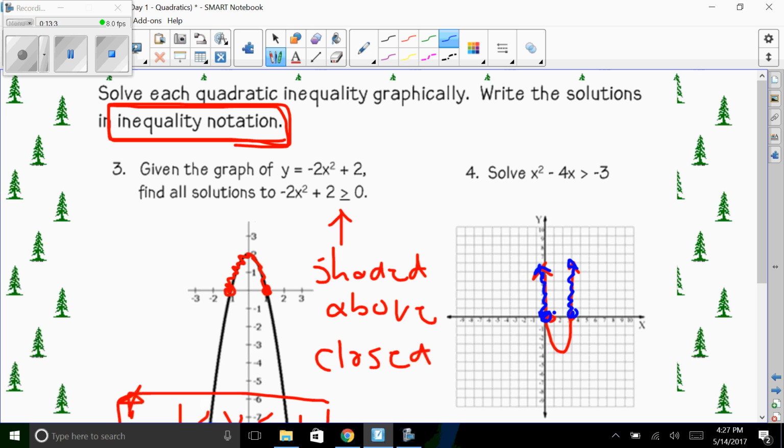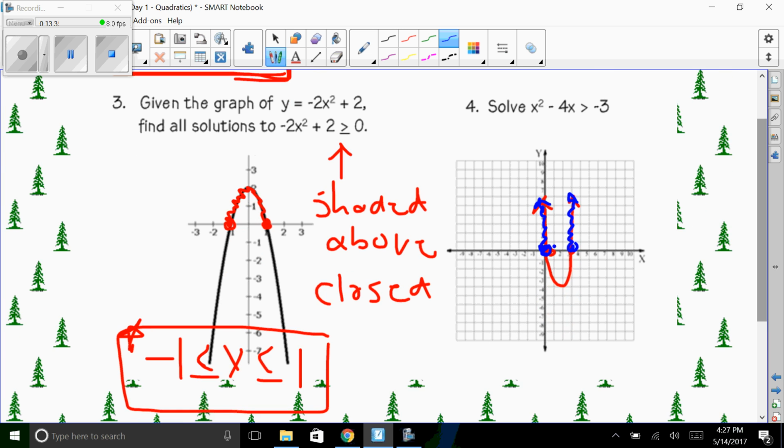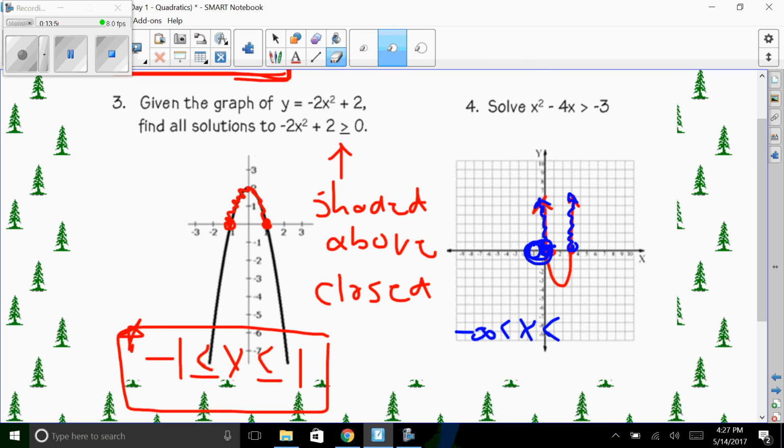All right. So now how do we write this answer in inequality notation? So it goes negative infinity less than x. You never put equal to signs with infinity. And then since this is a closed circle, actually, let me go back. Those should be open circles. All right, so let me make those open. Let me erase that and start it over.